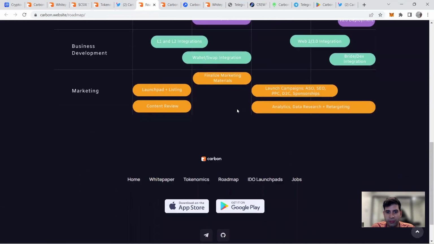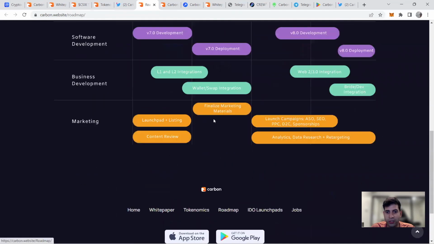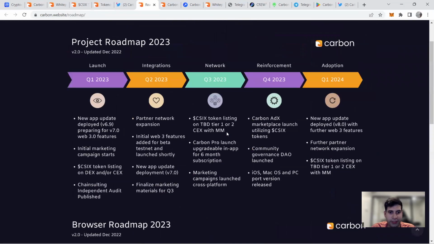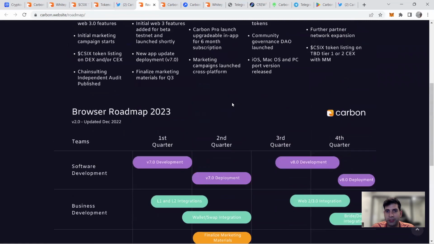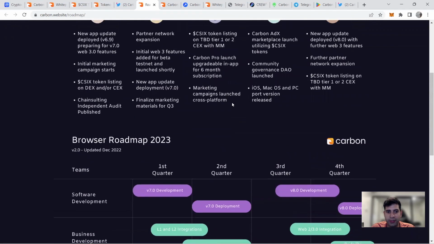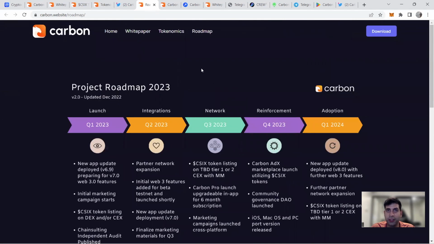So you can see all of the development here as well, and on GitHub. I'm not a dev, so I'm not going to go through it, but you can see what's being released and what integrations they're going to have basically in the upcoming time frame.